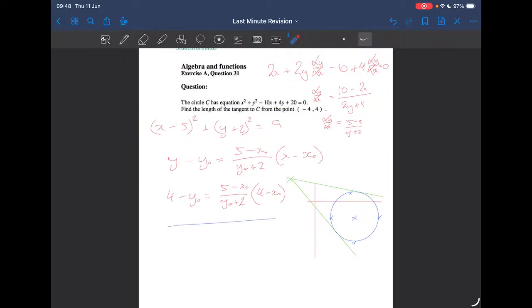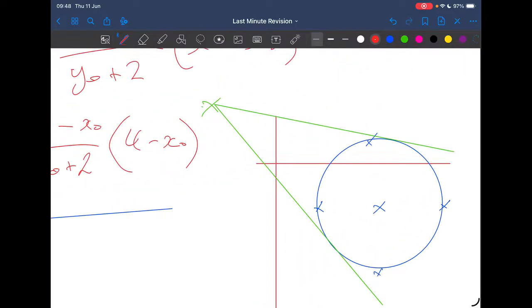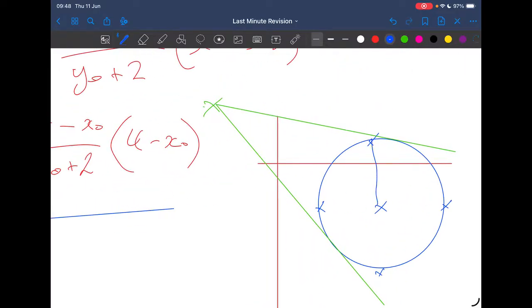So we have 4, 4, and we have this, but the issue is making sure it's a tangent. Let's do it a different way, maybe. Can we work out what points they're going to be? We know that line has a length of 3, and this line has a length of 3. And then these two should be symmetrical. Everything's symmetrical here.